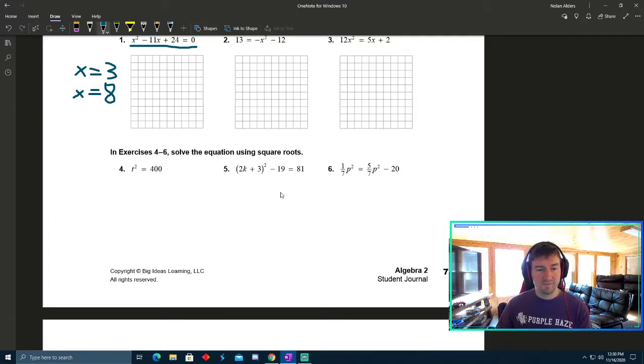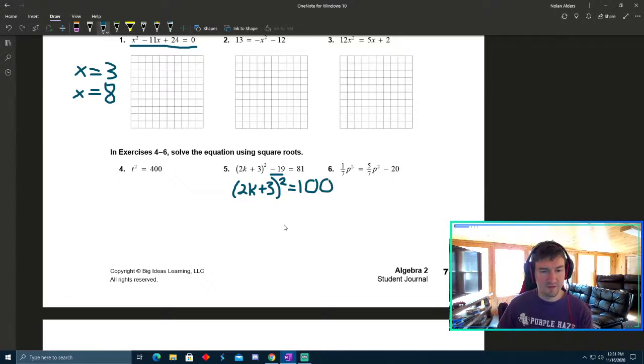Let's solve one of the more difficult ones. Let's do number 5, and I'll leave numbers 4 and 6 for y'all. We want to get the squared by itself on one side. So let's take that negative 19 and add it to the right. So we'll have (2k plus 3) squared equals 81 plus 19, which is 100.